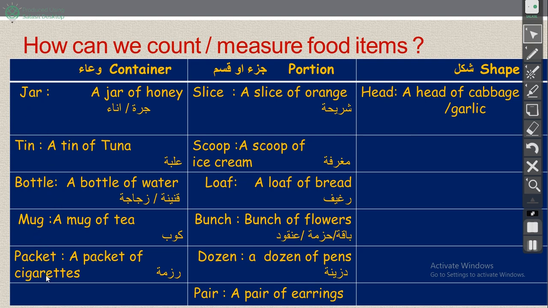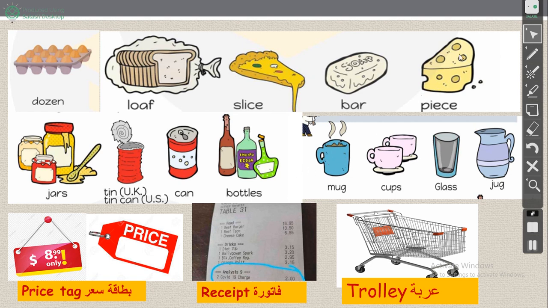Okay, from what? From the container. Three, bottle. What's the meaning of bottle? قنينة أو زجاجة. A bottle of water or a bottle of milk or a bottle of juice. Okay? Number four, we have mug. A mug of tea, a mug of milk, a mug of juice. In Arabic, we call it mug. Okay? This is mug. Here is the mug.